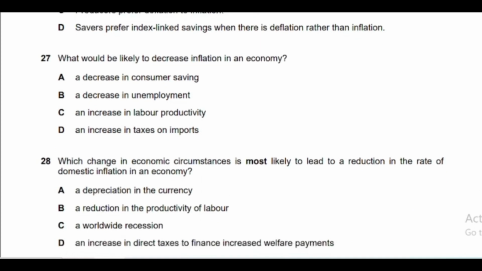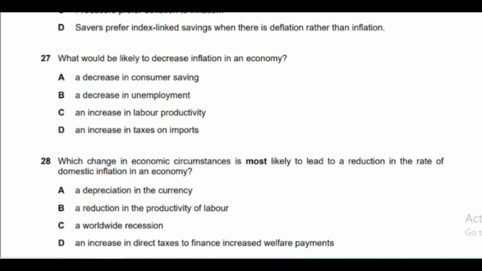Which statement about changing price level is correct? Okay, so option A is correct answer. Anyone on fixed income has rising real income during deflation. Deflation is when price level falls. When price level falls, real income increases. So this is the correct statement.